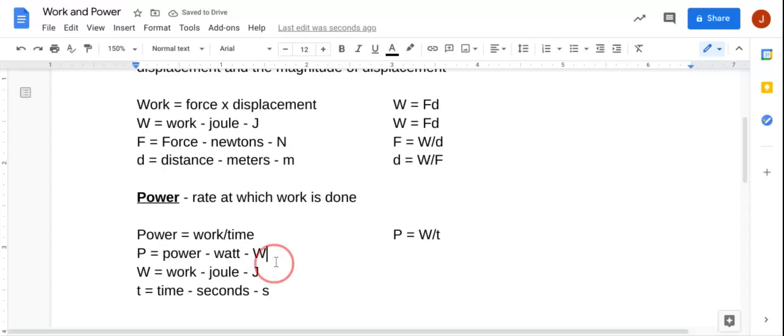So these are the equations. P equals W over T. If I want to solve for work and I'm given a power and time, work equals P times T. And for time, it is going to equal W divided by P. I have this information on a document that was loaded up with the assignment, but I just wanted to verbally walk you through how to do this.